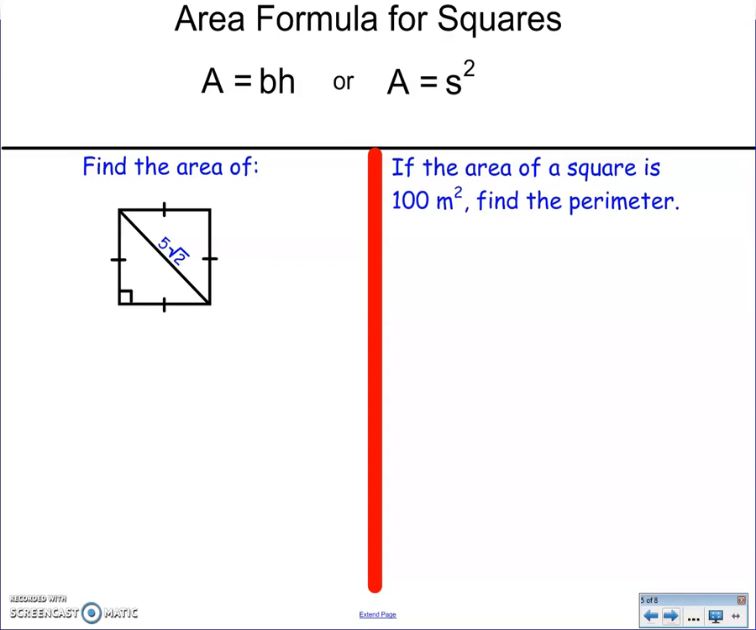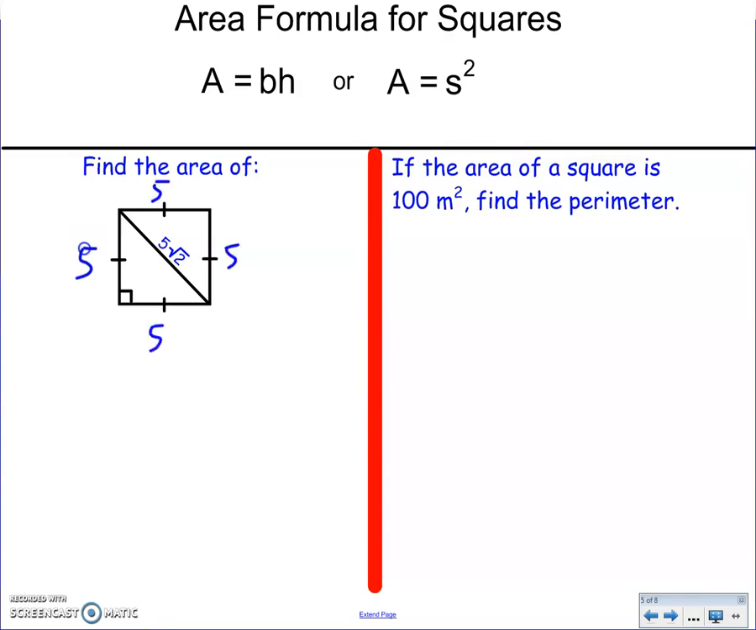All right, so on this left picture, find the area of that square. They give us the diagonal, 5 root 2. You've got to remember your special right triangle. This is a 45, 45, 90. That's x root 2. So if I divide by square root 2, I get that all these sides are 5. All right, so make sure you know that.